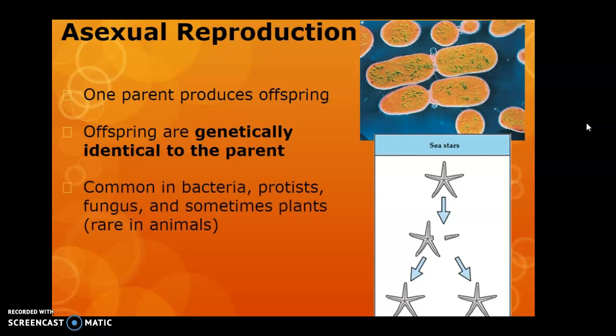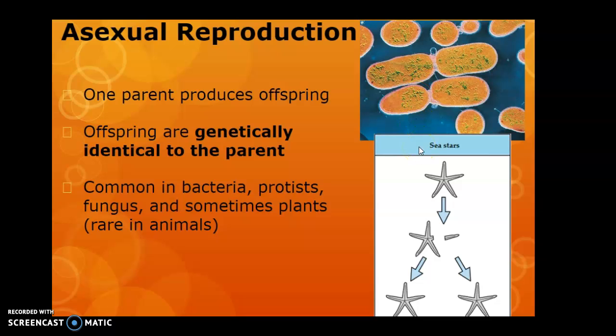So this is common in bacteria and protists and fungus, sometimes occurs in plants, and once in a while in animals. If you look here on the right, this picture is bacteria that's dividing. The bacteria copies their DNA and simply passes it on to two new cells. So the new cells are identical to the parents.